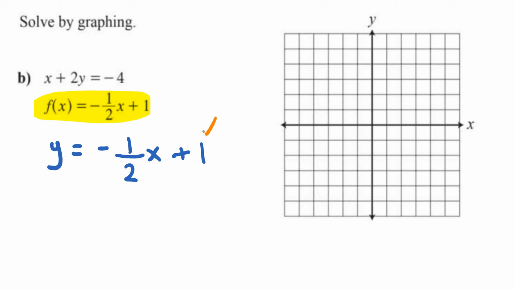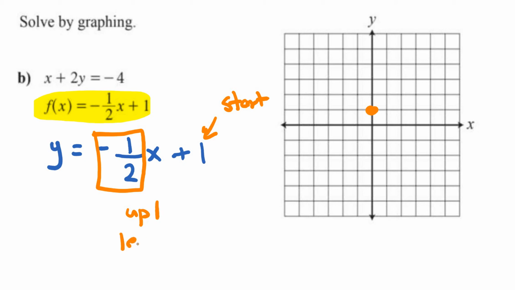All right, so this is where you would start. Plus 1, so there's my starting point, plus 1. And this part right here means you go up 1, but that means you would go left 2. Right, there's a negative leading coefficient, so that means you always go left. All right, so up 1, left 2.